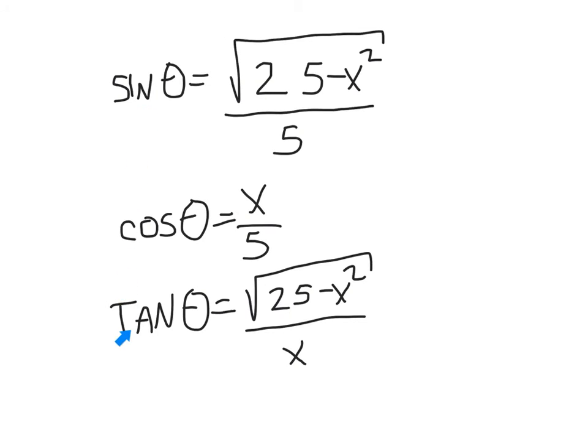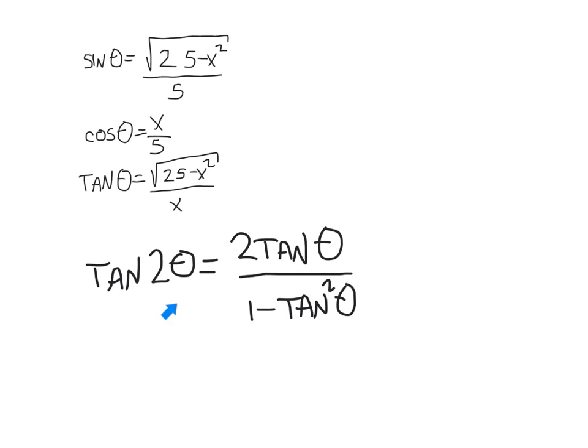And now we need to get tangent of theta, remember, so that's sine over cosine. When I divide by x over 5, notice how the 5's cancel, so we just end up with this expression for tangent of theta. The 5's cancel out. Remember, we're trying to find tan of 2 theta, and here's the double angle formula for tan.